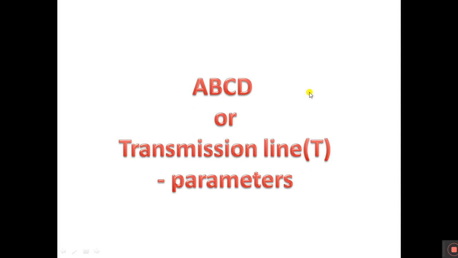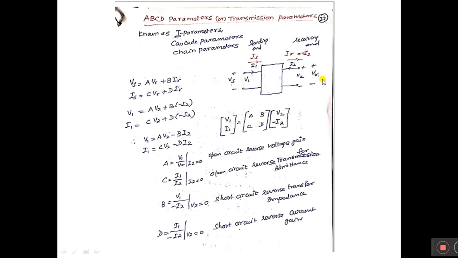Next one, ABCD parameter or transmission line parameter or T parameter. In the university exam or model exam or any class test, they will use any of these terms: ABCD, transmission line, or T parameter. You remember all this terminology, right? Now see this ABCD parameter, or transmission parameter, or T parameter, or cascade parameter, or chain parameter, whatever it may be. This is a general black box. V1, I1, V2, I2, this you know already.